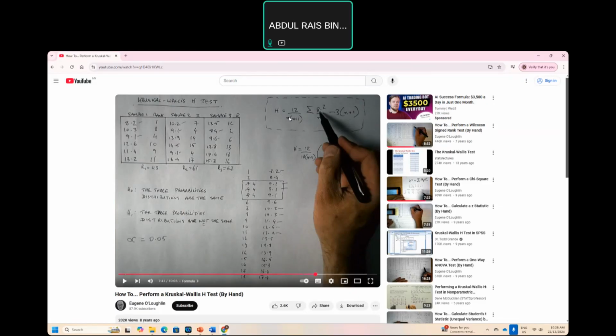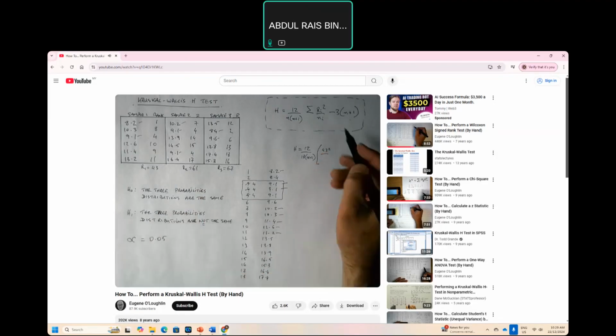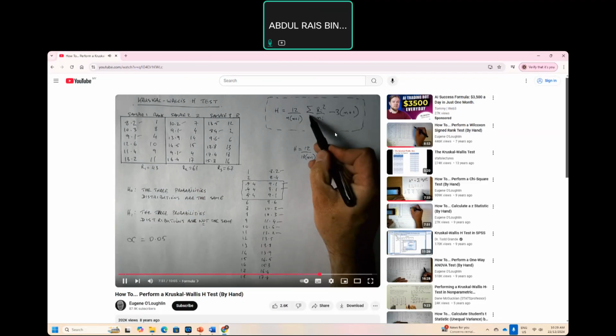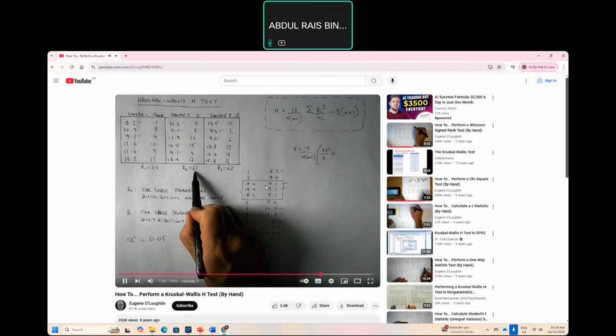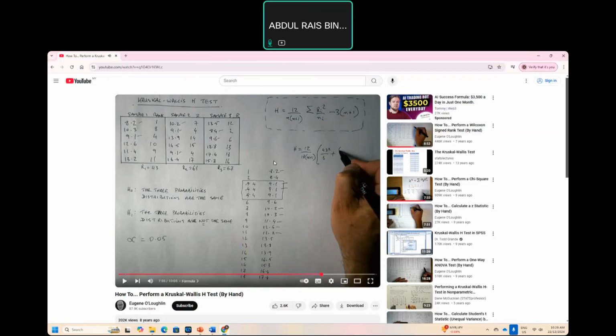So 12 divided by n, where n is the total of how many respondents are there in this data set. There are 18, so what? 6 plus 6 plus 6, 18. Okay. 12 is the default value. R1 squared is going to be 43 squared divided by the number n in the first sample, so that's going to be 6. And then I'm going to add that, because I'm summing here, don't forget, to R2, which is 61. Okay. In this bracket, we list R1, R2 and R3.